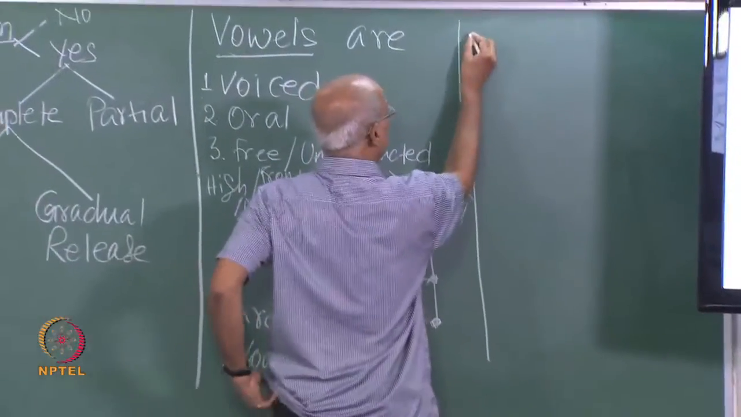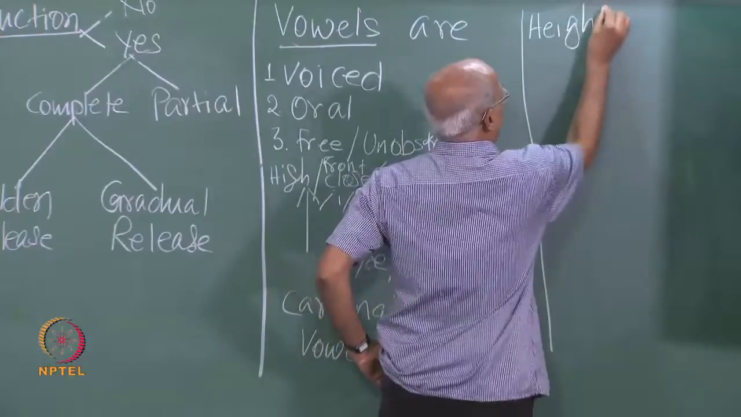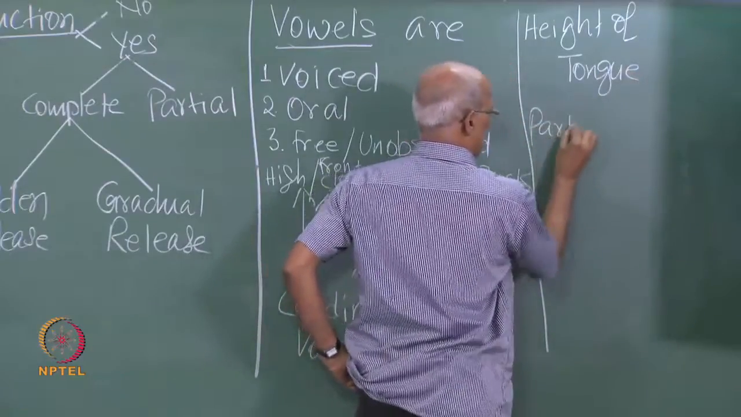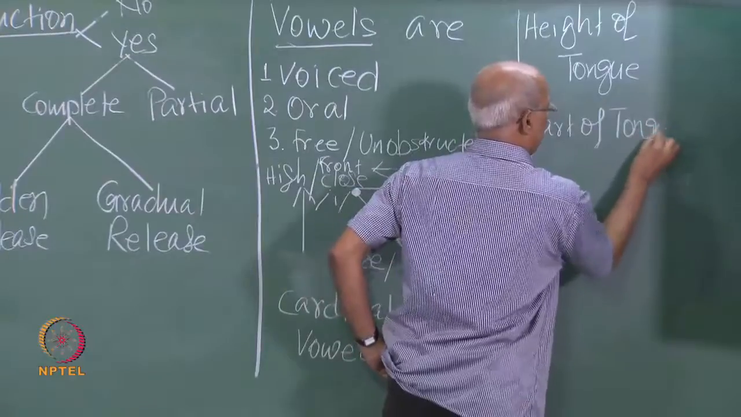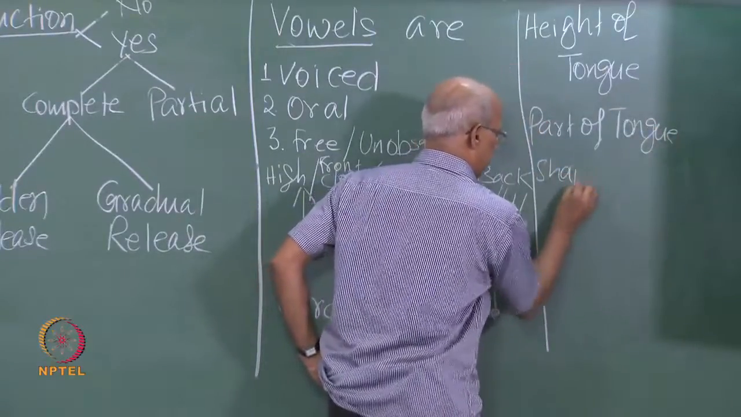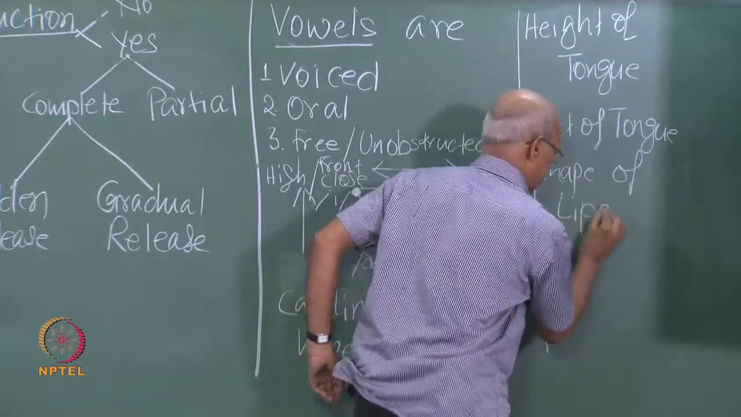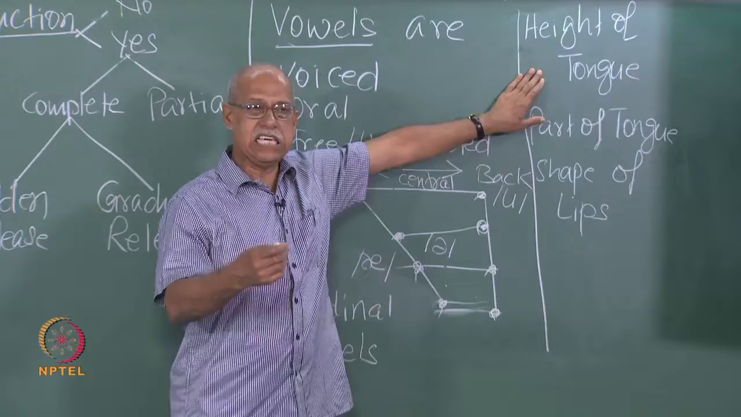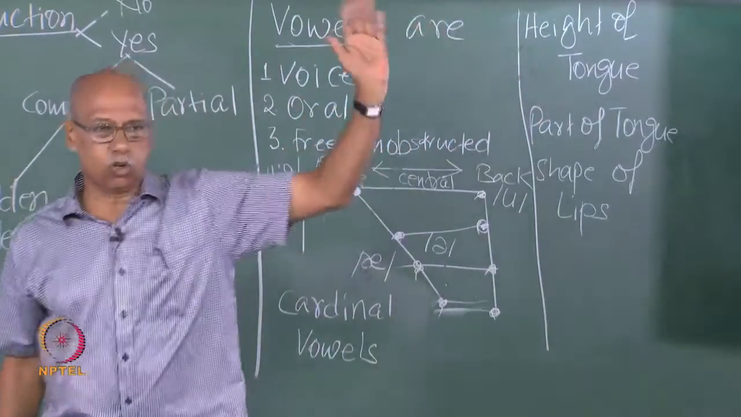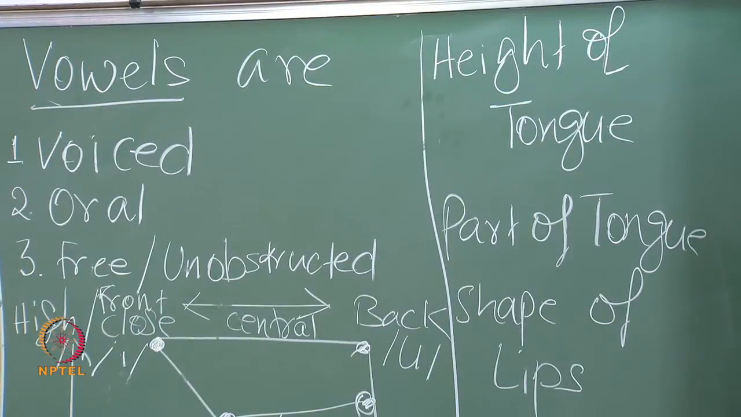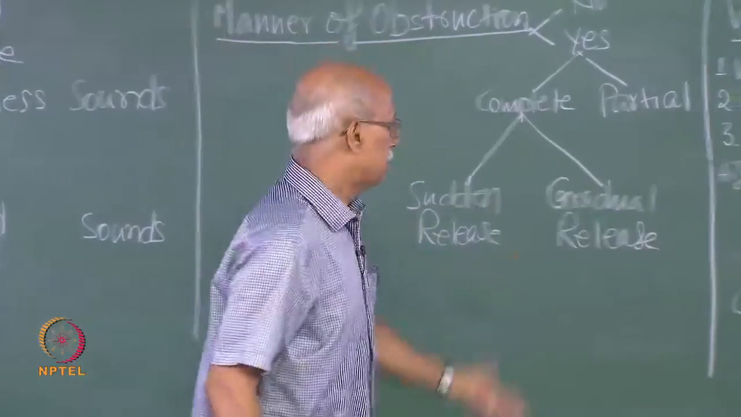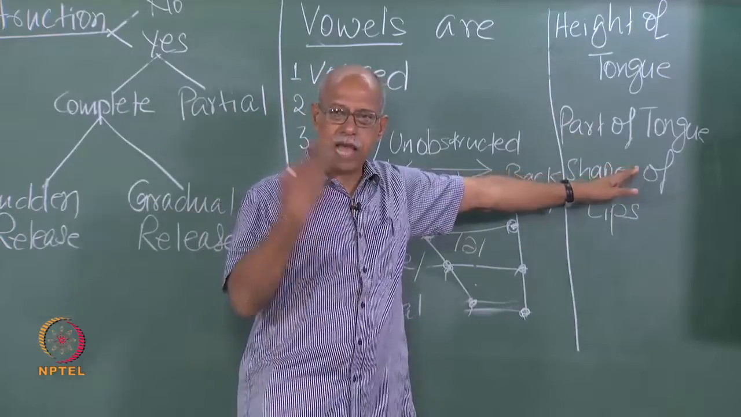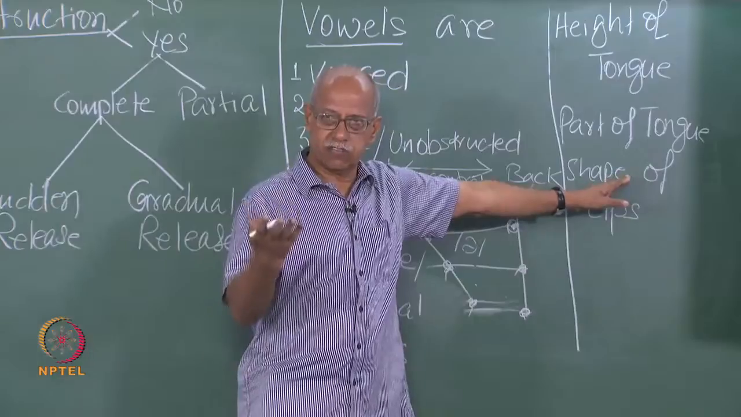Production of vowel sounds is influenced by height of tongue, then part of tongue, and then shape of lips. In other words, it can be either high or low, okay, as in E or A. When you say E, it is high or closed. When you say A, it is open or low. Okay? Part of tongue. When you say E, it is the front of tongue. But when you say U, it is back of tongue. When you say A, it is the center of tongue.